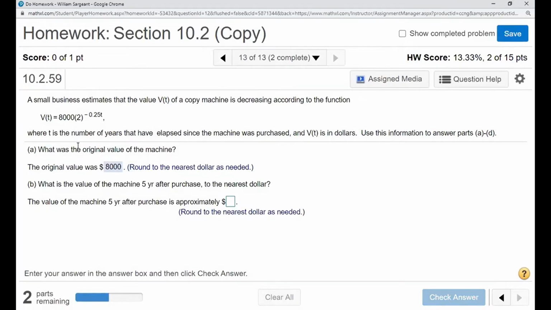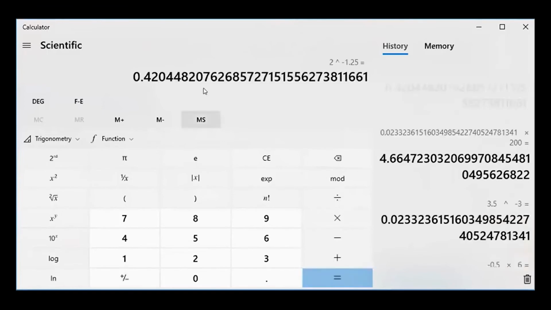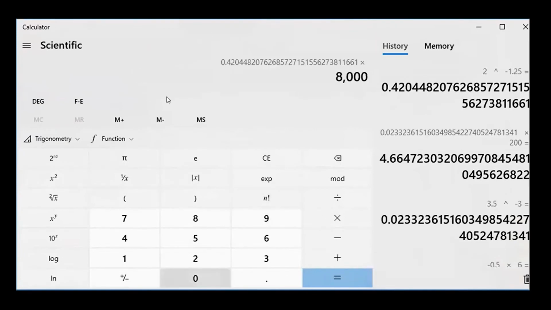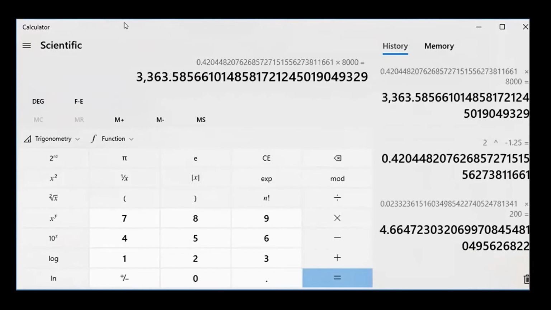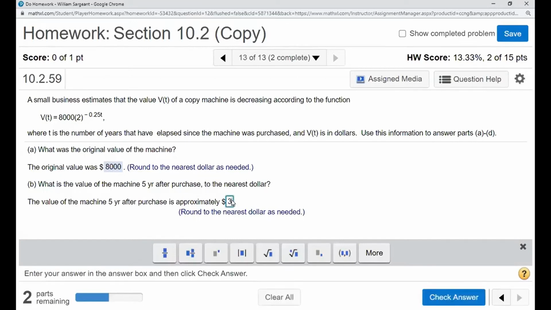5 years later, negative 0.25 times 5 is negative 1.25. It's 2 to the negative 1.25. Again, make sure that you've got the negative on that exponent. Different calculators may get there in different ways. Got to multiply that by 8,000. And we're supposed to round to the nearest dollar. So the 5 after the decimal point, that's going to round up to $3,364.